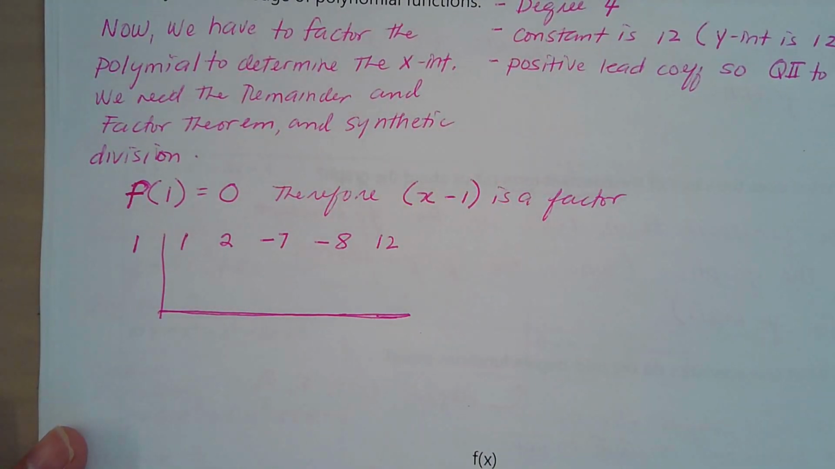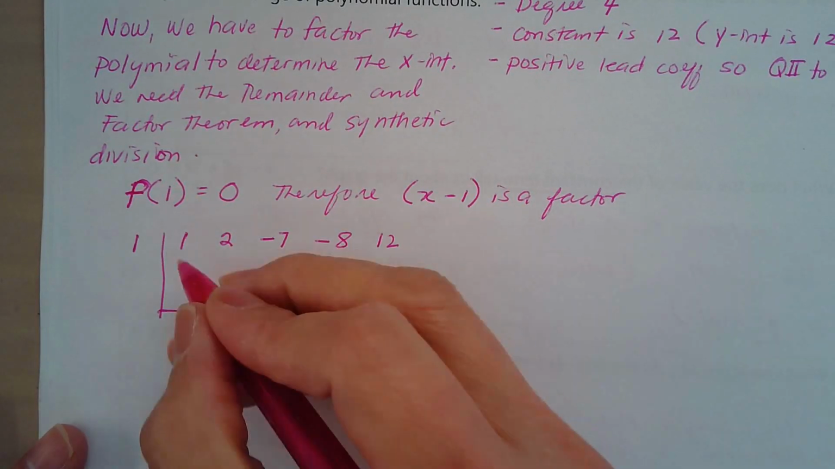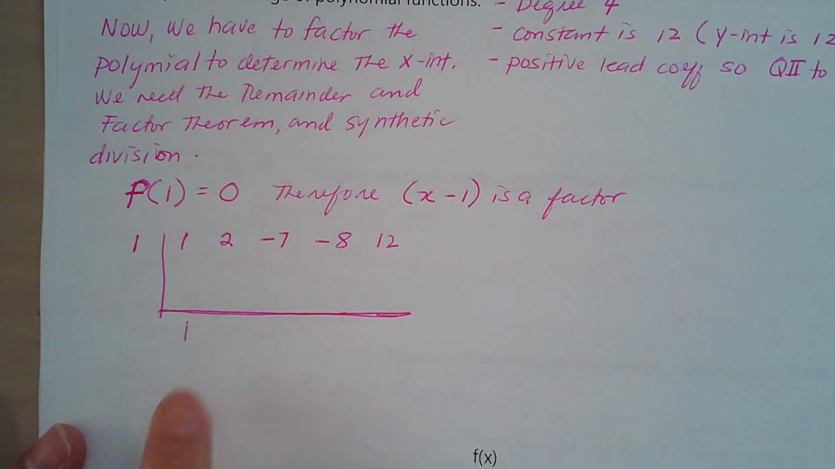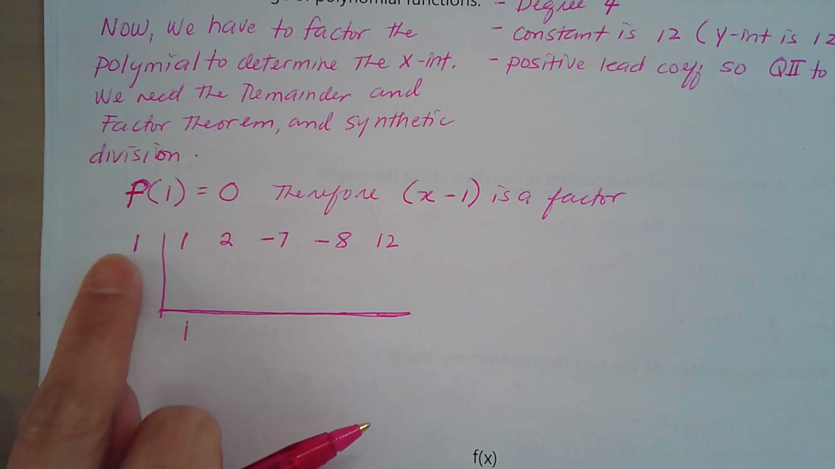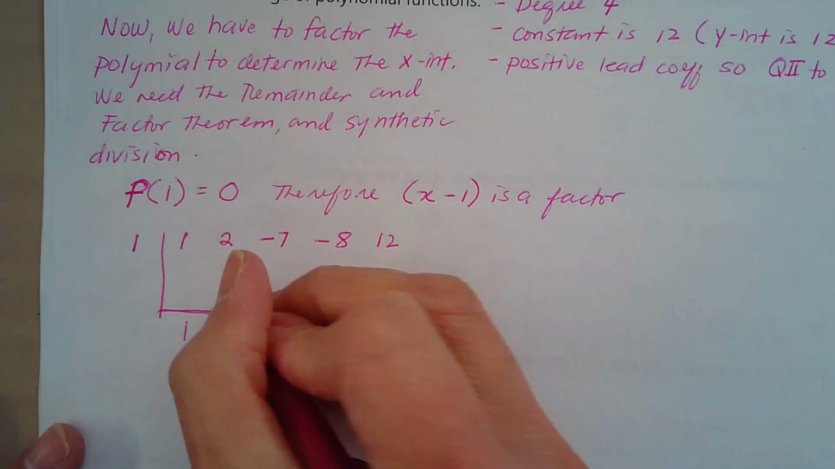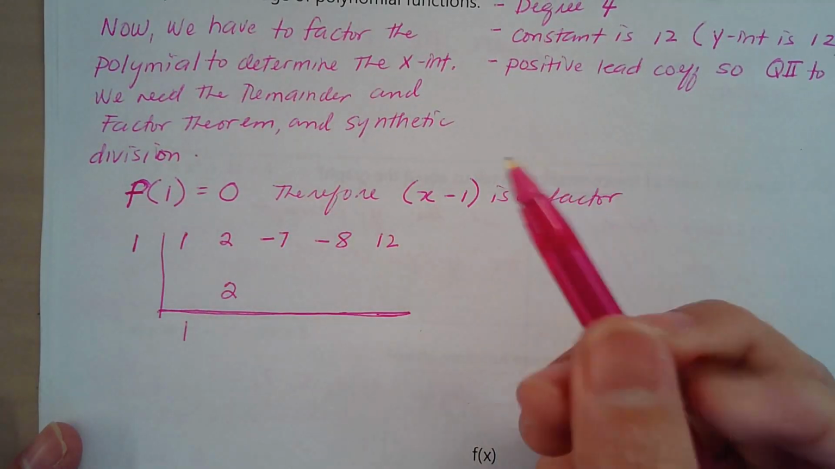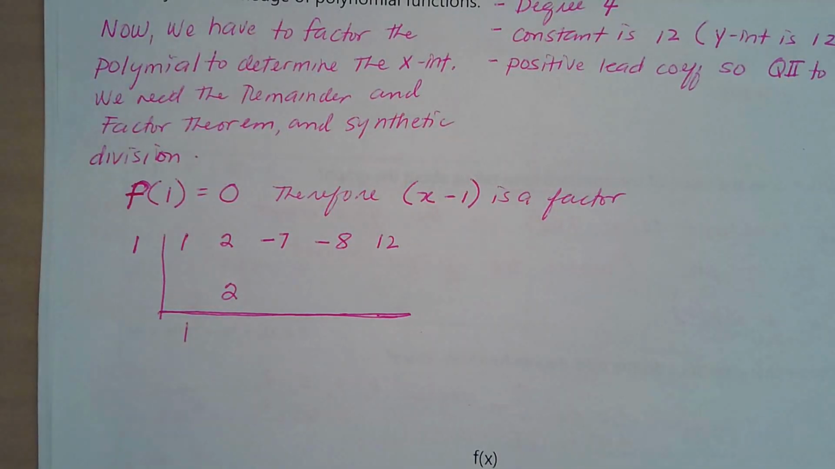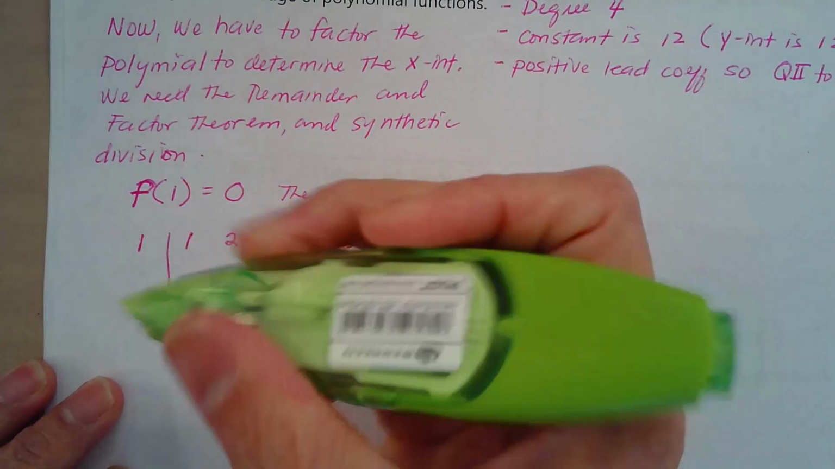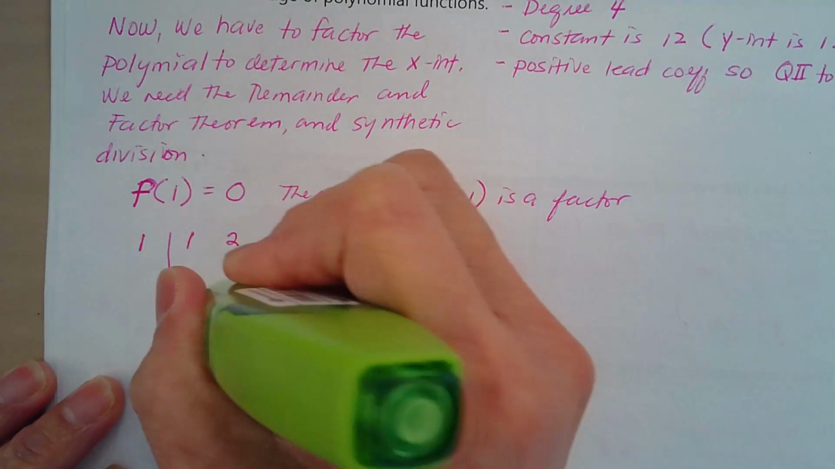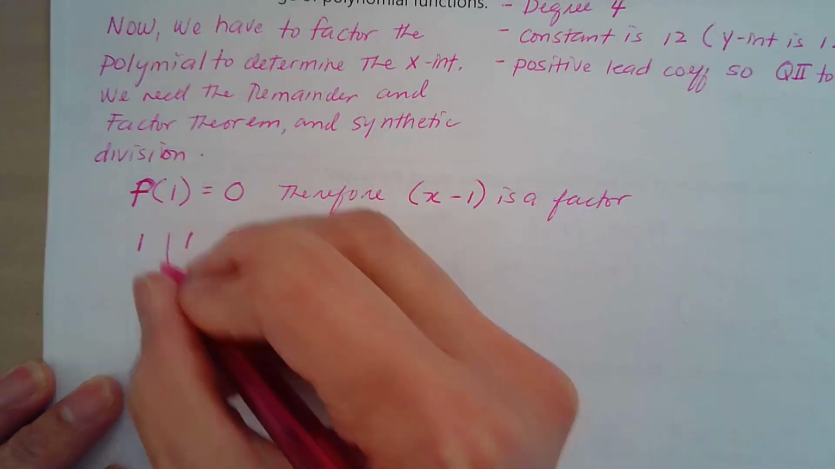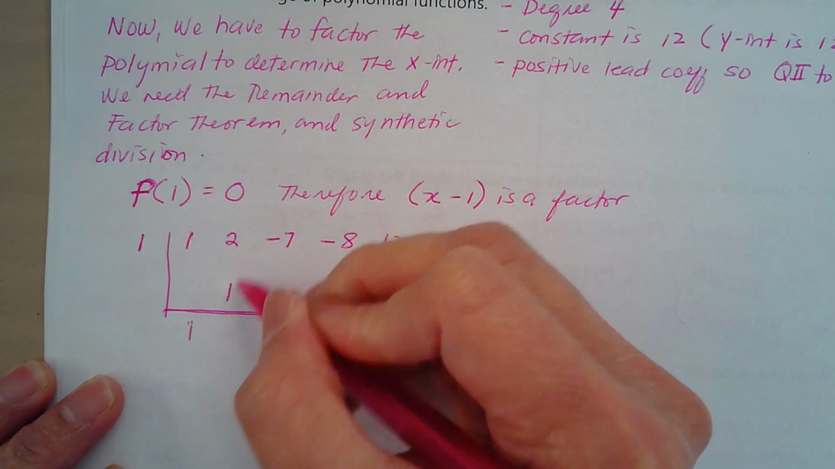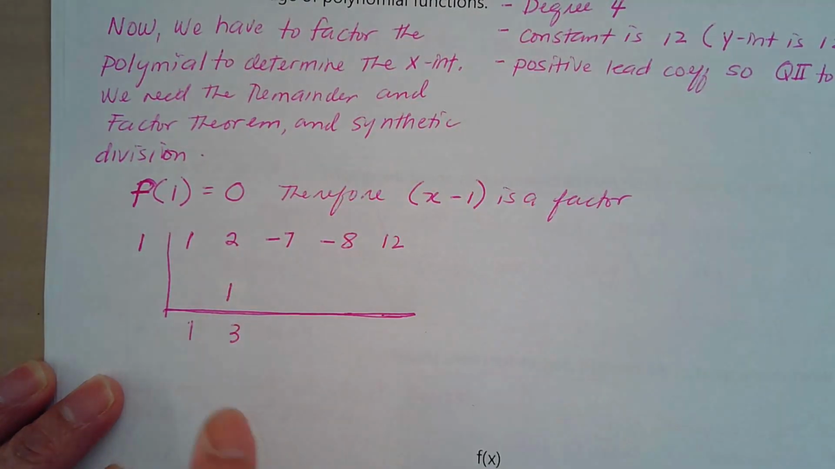If you don't know how to do this, you bring down the 1. Multiply 1 times 1, this is the a value. Sorry, 1 times 1 is 1. Let's erase that one. 1 times 1 is 1, and then add them together. That makes it 3.